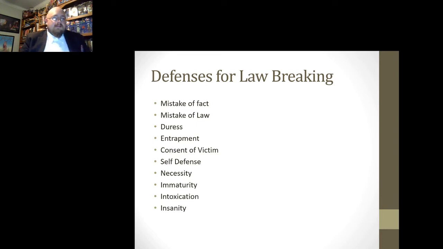The next, consent of the victim. Again, it's not something that's going to exonerate someone from a particular offense, but usually, if someone sees something that looks like a crime, but it's actually not a crime, that might be consent of the victim. In that case, the crime really hasn't taken place.